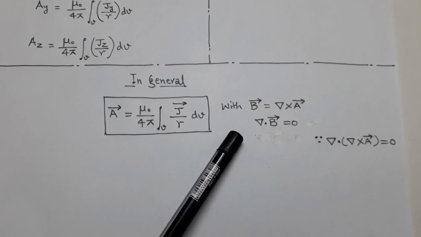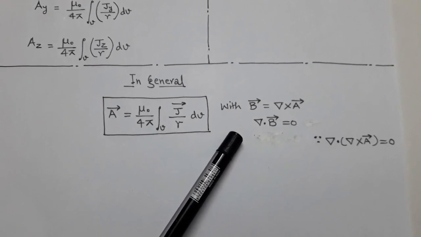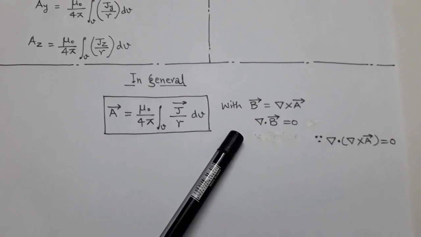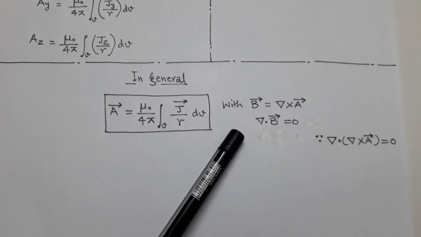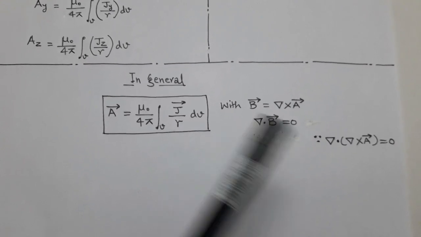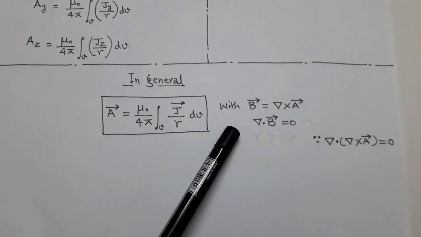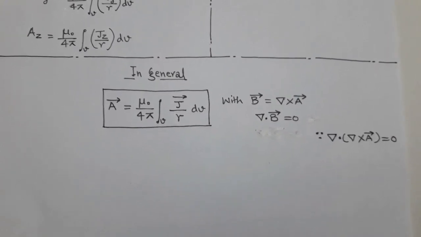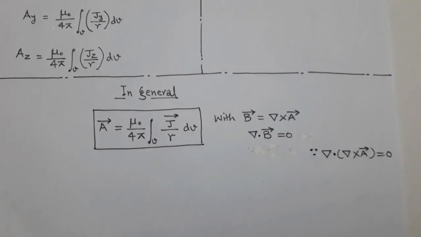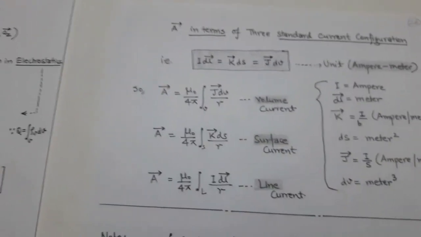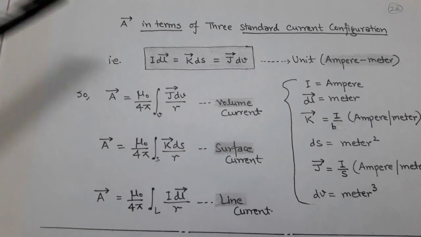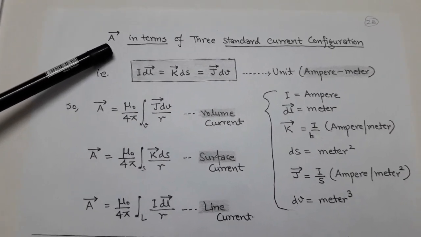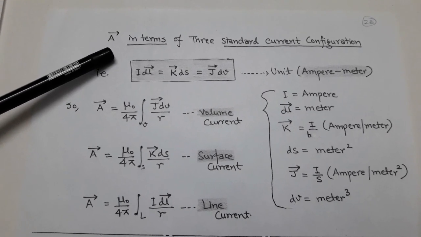And here we use a relation, that is B vector, magnetic flux density, is obtained by taking a curl of a vector magnetic potential, that is B vector equals curl of A vector. And this will happen when we take divergence of B vector equals 0. So the divergence of A vector is also equal to 0, because we know that the divergence of curl of a vector equals 0. So this is a general formula in terms of current density.